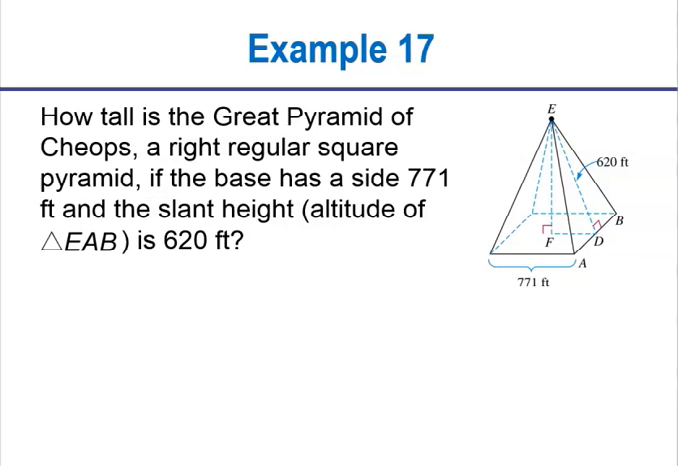If the base has a side of 771 feet, okay, so down here at the bottom is 771 feet, and the slant height, or the altitude of EAB, okay, is 620 feet. Notice they've got an arrow there where that's labeled. Now, notice the triangle you're working with here. I'm going to highlight it in green. There is your right triangle right there, okay?